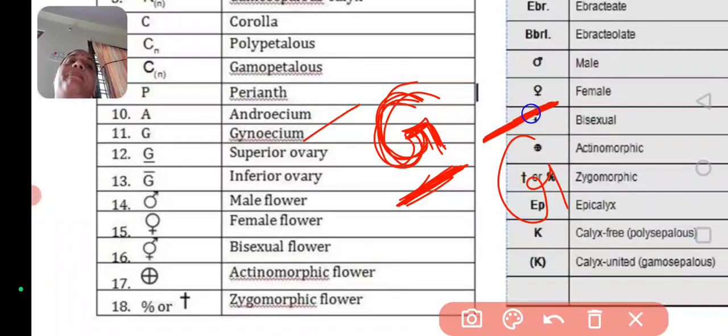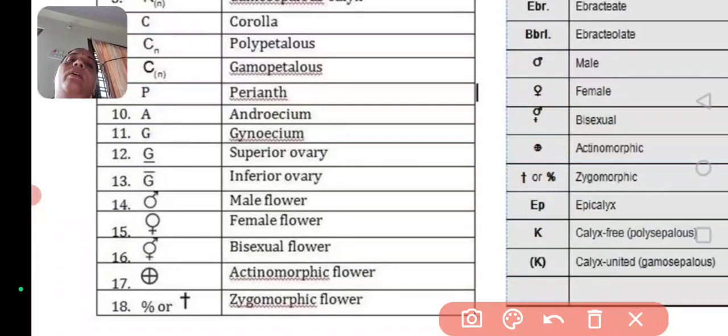Dash means it indicates the floral parts. These are the floral parts, this is the gynoecium, this is the ovary. These are the floral parts. So in one case the gynoecium is in superior position, and in the other the gynoecium is in inferior position. You have to write the dash symbol below the G for a superior ovary, and above the G for an inferior ovary, since the floral parts are above the gynoecium.